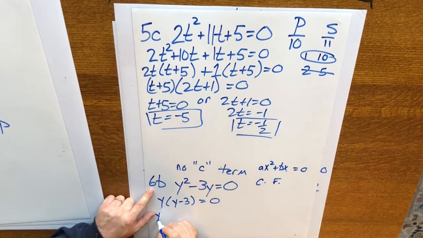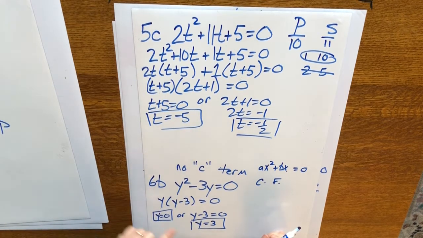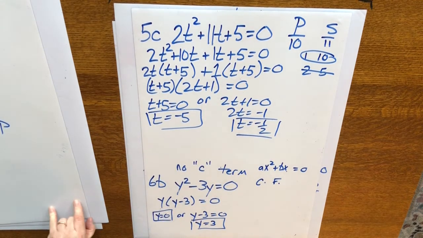So y equals 0 or y minus 3 equals 0. y equals 0 is already solved. Transpose the -3 to a +3, and y equals 3. So these two numbers are the solutions to this equation. For example, 3 squared is 9, minus 3 times 3, 9 minus 9 equals 0. Or 0 squared is 0, minus 3 times 0 also equals 0. These are the solutions to that equation.